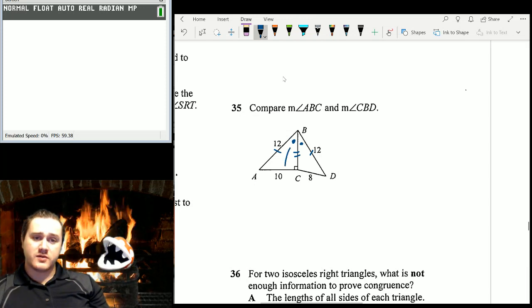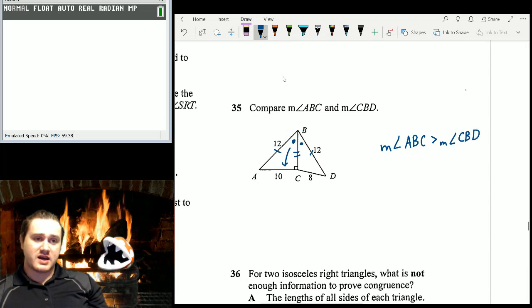So when we see this, the 10 is bigger, so therefore the measure of angle ABC has to be bigger than the measure of angle CBD. Again, the bigger the side, the bigger the angle.